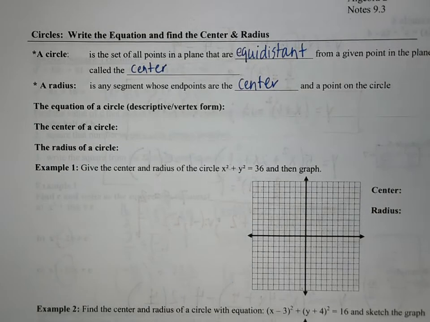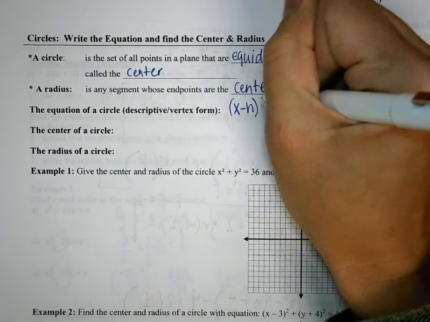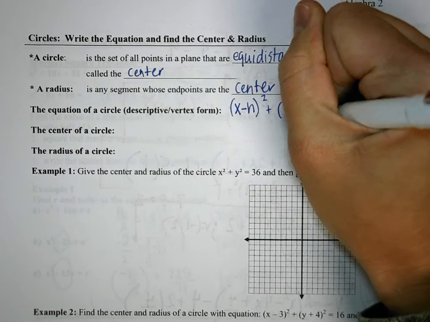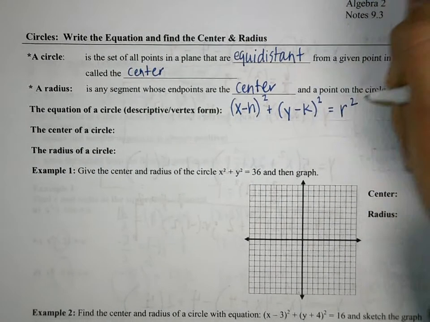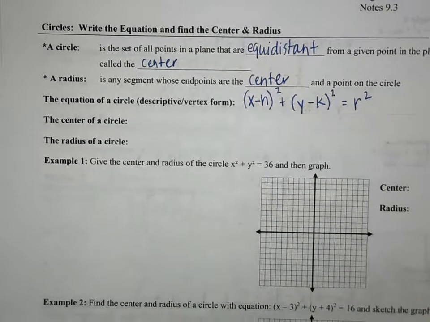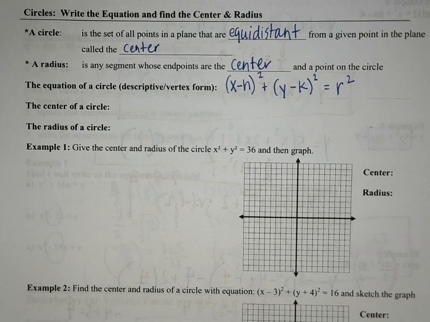The equation of a circle in descriptive or vertex form is written like this: (x minus h) squared plus (y minus k) squared equals r squared. Some of this should look familiar from yesterday because we're seeing those same letters, h and k, come up again. H and k yesterday gave us our vertex. Today, we don't have a vertex because we have a circle. So what do you think h and k are going to represent?